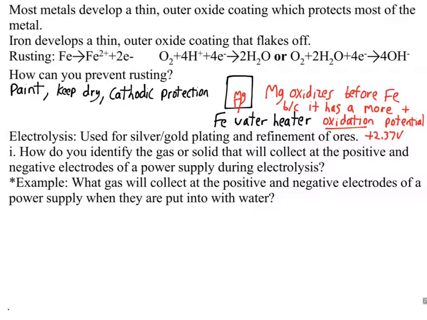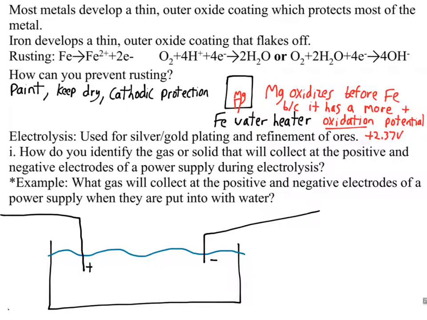So objective I, how do you identify the gas or solid that will collect at the positive and negative electrodes of a power supply during electrolysis? For example, if you put it in water, what would happen? So there's my leads from my power supply. Well, water is polar, so its negative oxygen side will be attracted to the positive electrode, and its more positive hydrogen side will be attracted to the negative electrode.